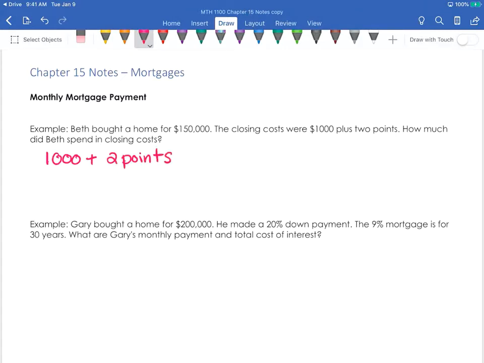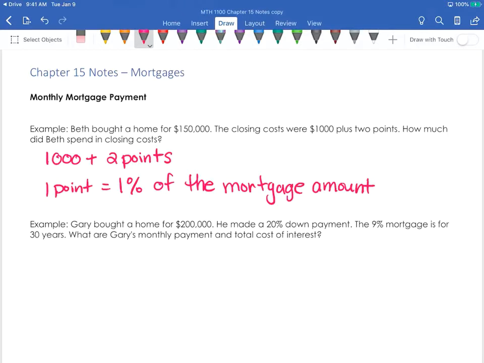Now, when a bank says you're going to have a fee and they're calling it 2 points, a point is equal to 1% of the mortgage amount. So 2 points means I'm going to find 2% of the mortgage amount, and that's going to be part of my fees.